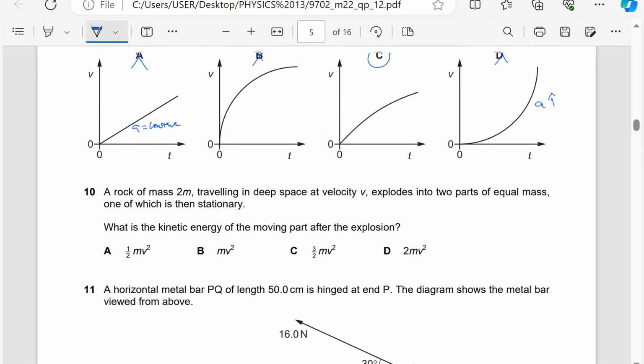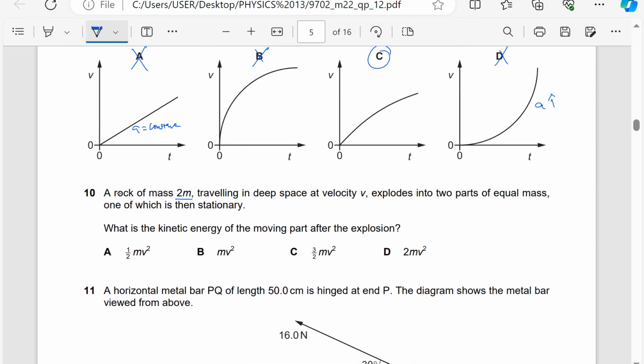What is the kinetic energy? Okay, a rock of mass 2m traveling in deep space at velocity v explodes into two parts of equal mass, the same mass, one of which is then stationary. What is the kinetic energy of the moving part after the explosion?